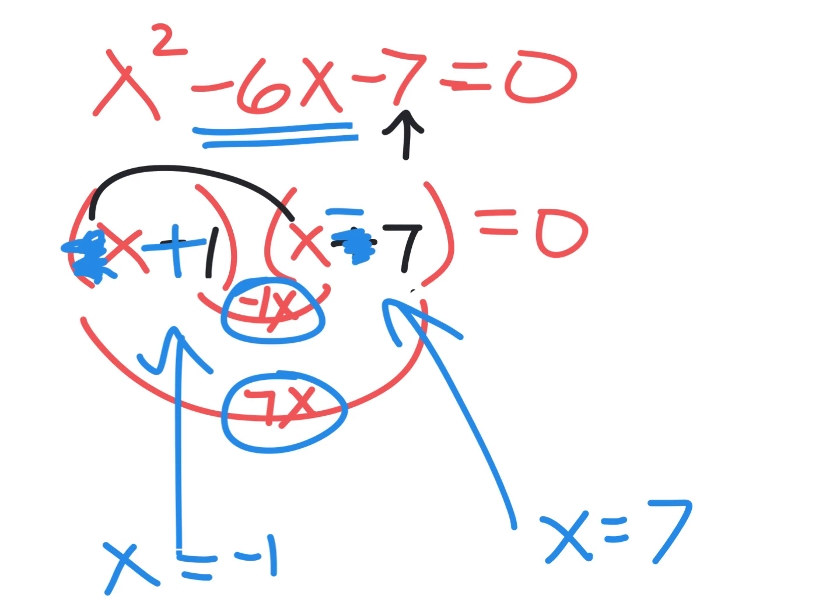Those are called the x-intercepts. They got 4 names. You know something's important if there's 4 different ways to ask the question. What are the roots? 7 and -1. What are the zeros? 7 and -1. What are the x-intercepts? 7 and -1. What is the solution to this equation? 7 and -1. There's 4 different ways to ask it. Roots, solutions, zeros, x-intercepts. So they're a big deal.